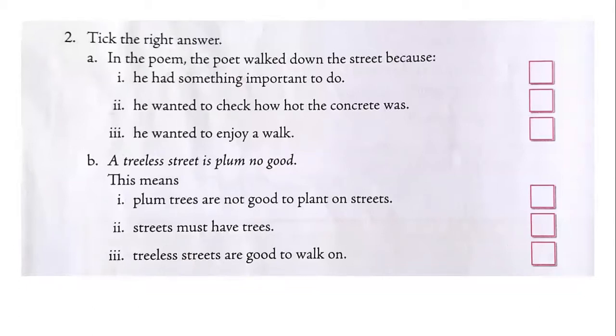The next one is tick the right answer. In the poem, the poet walked down the street because he had something important to do. He wanted to check how hot the concrete was. He wanted to enjoy a walk. And what do you think is the right answer? That's the right answer. A treeless street is plumb no good. This means plum trees are not good to plant on streets. Streets must have trees. Treeless streets are good to walk on. The right answer is streets must have trees.